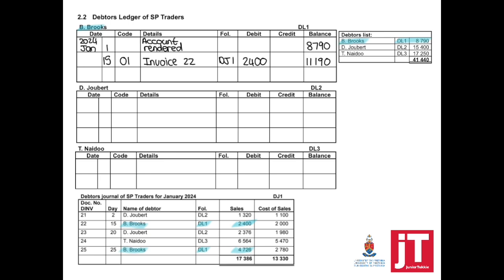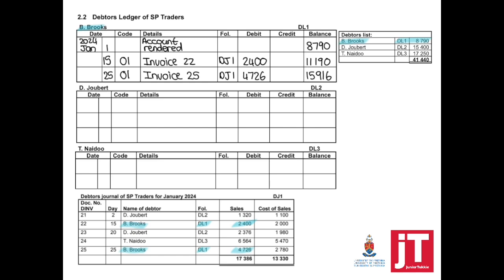Then on day 25, code number 1, that means credit sales, invoice 25, debtors journal number 1 on the debit side, and now we can calculate the new balance.